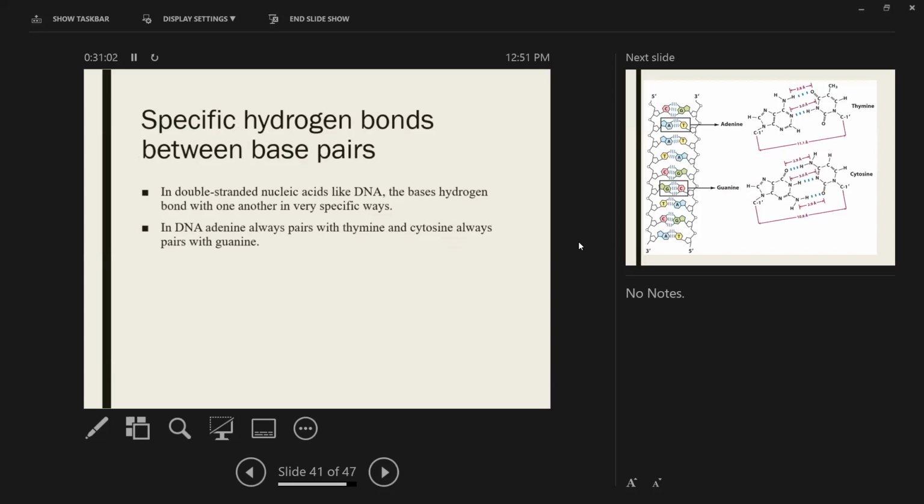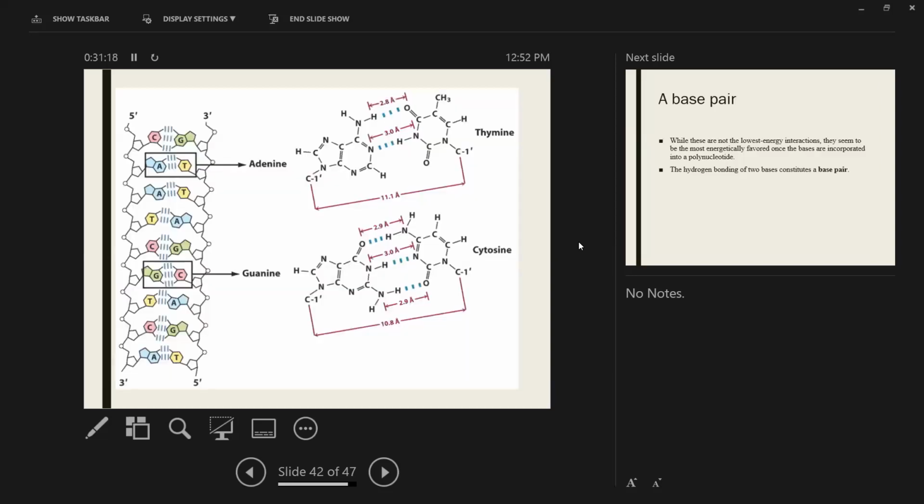They can hydrogen bond with each other. In DNA, of course, you have very specific rules of hydrogen bonding. Adenine always hydrogen bonds with thymine. Cytosine always bonds with guanine. And if you look at these pairing rules, you can see thymine and adenine up here. There's 2 sets of hydrogen bonds. And guanine and cytosine have 3. That makes them more thermostable.